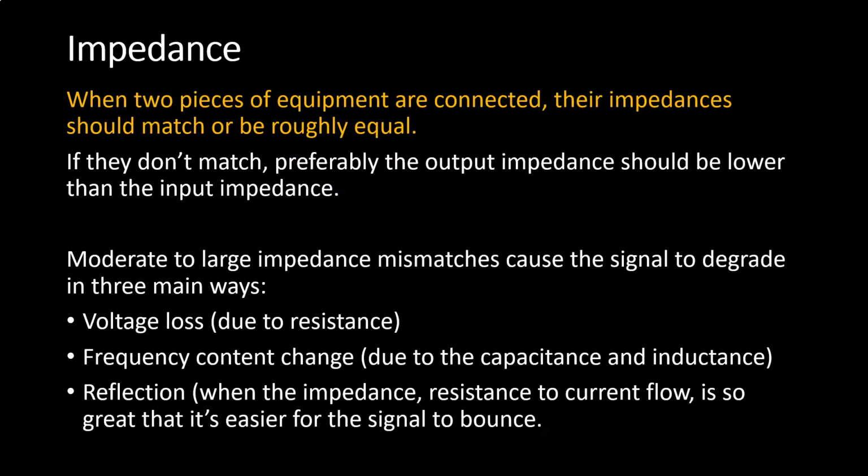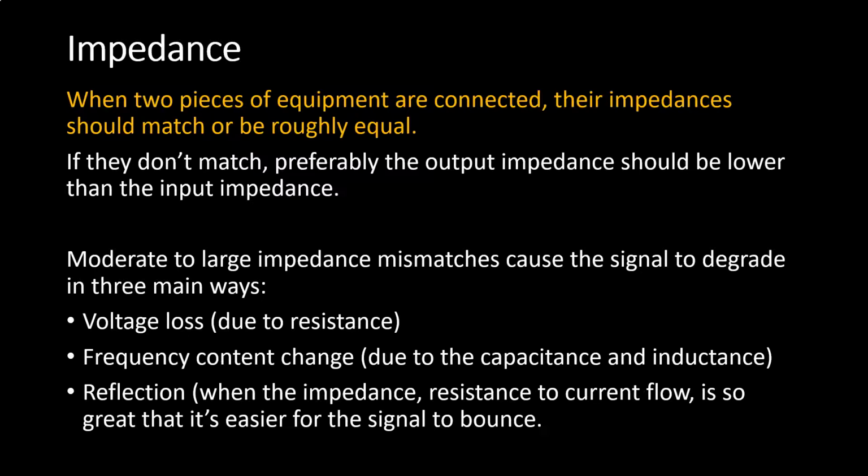When two pieces of equipment are connected together, their impedances should match or be roughly equal. In other words, if you have a 600 ohm microphone, you want the input of the amplifier to be roughly close to 600, or preferably the output impedance should be lower than the input impedance. So if the microphone's impedance is 600, that's the output, it should go into a slightly higher input impedance on the amplifier if they cannot be matched.